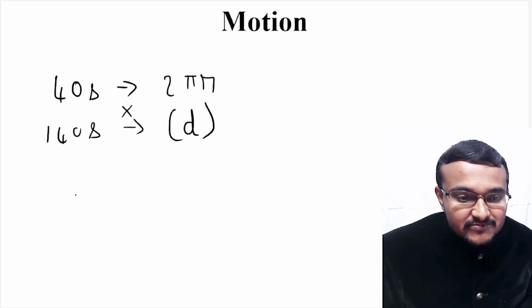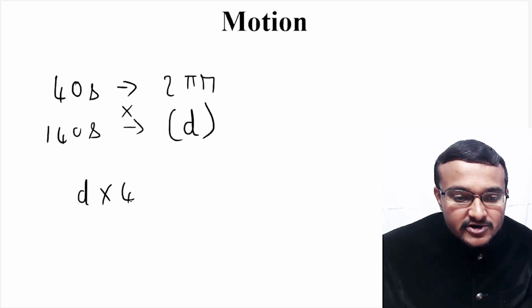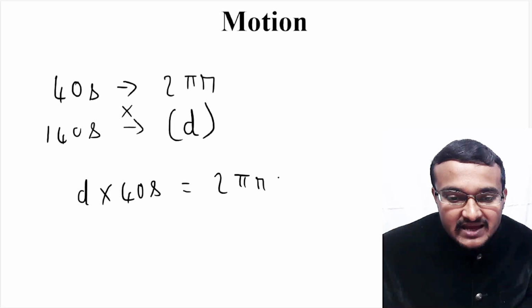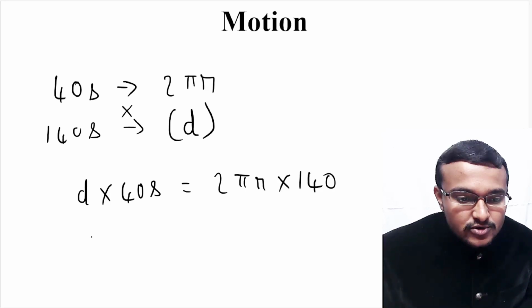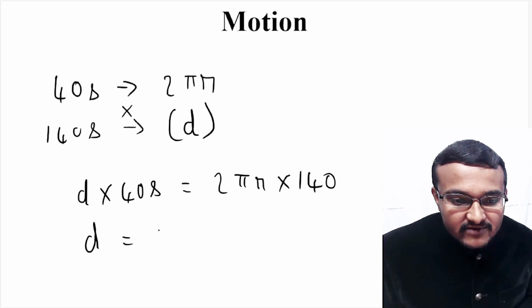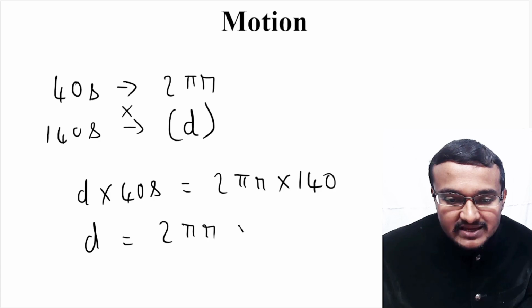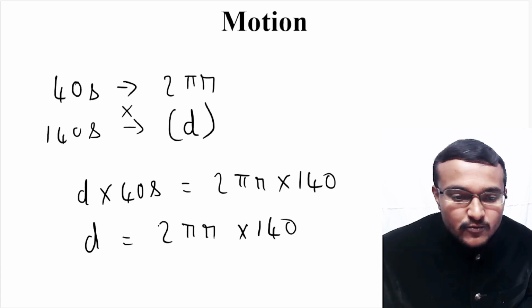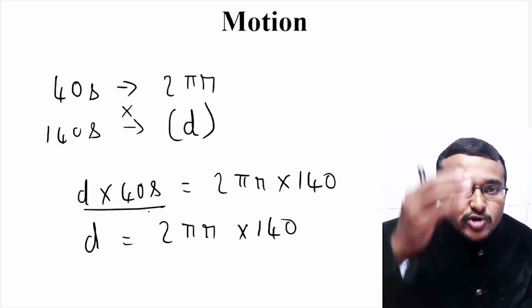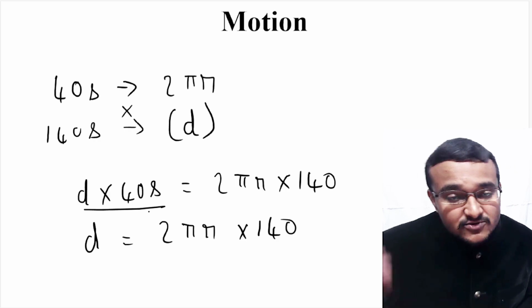Now if you cross multiply this, it will be d into 40 seconds is equal to 2 pi r into 140 seconds. So now d will be equal to 2 pi r into 140. When this multiplication is brought to the right hand side, it will go to the denominator.